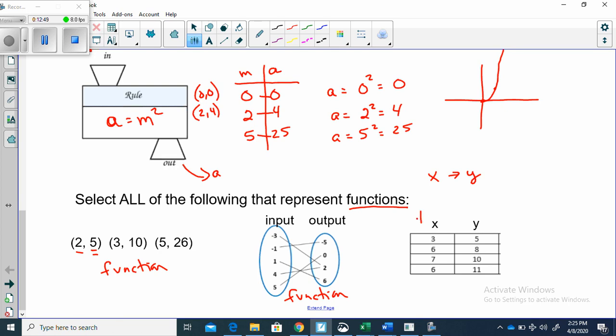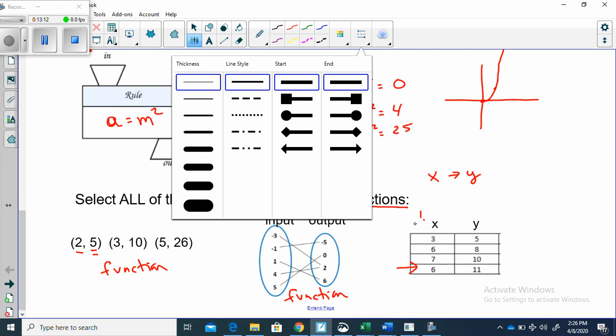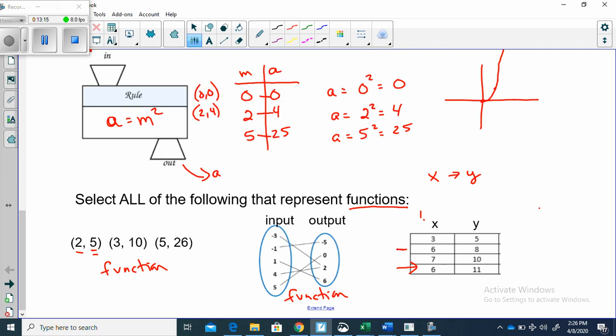Now look at our input here. Is there anything repeating? Look right here. Nope, not there. Here, 6 and 6. Erase that other one so that's not confusing for you. On our x's, notice we've got 6 repeating here and we've got 6 repeating here. If the x is repeating, it is not a function. Now I'll show you why.